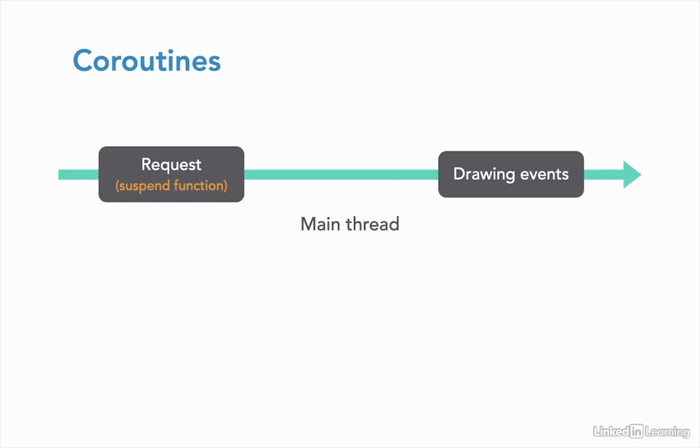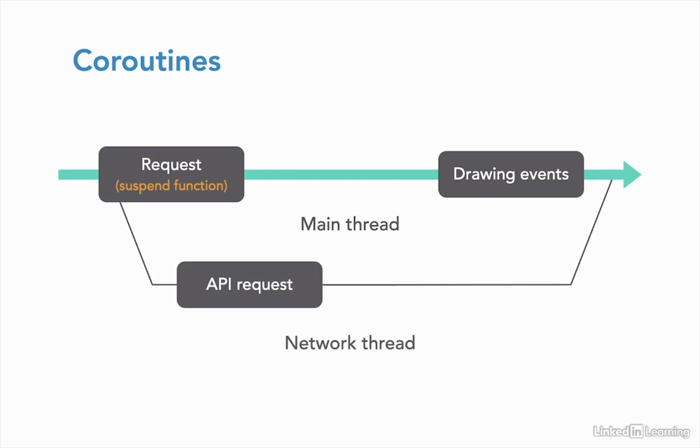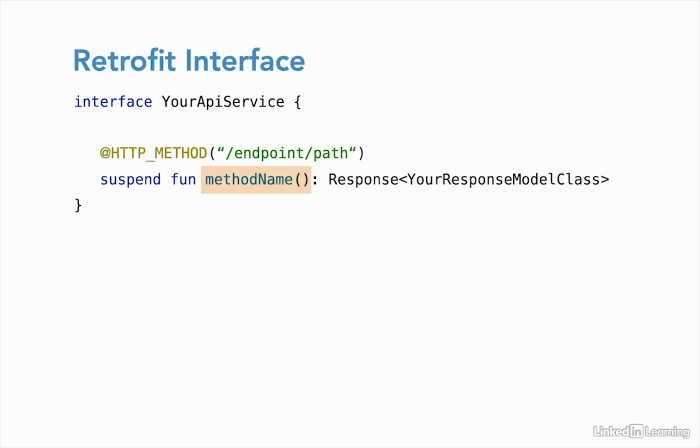When a request for a long-running process is initiated inside of a coroutine, the coroutine can pause or suspend work on the current thread. Then it will perform the required job on a network thread. Once it gets a response, it resumes from where it left off. This is just what we want to ensure that we never block the main thread for our users. Now let's go back to our Retrofit interface. Next up is the method name. This is typically something relevant to the call that you're trying to perform, like get books or delete user.